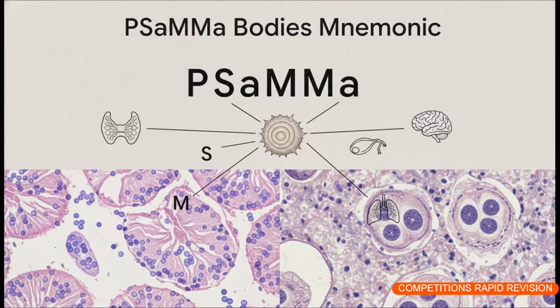To really lock this in, you've got to rely on this powerful mnemonic. Examiners are completely obsessed with asking which tumors produce calcified psammoma bodies. Just remember the word PSMMA. P for papillary thyroid carcinoma. S for serous papillary cystadenocarcinoma of the ovary. M for meningioma. And the last M for malignant mesothelioma. Honestly, write that down right now. It will absolutely save you a point on test day.